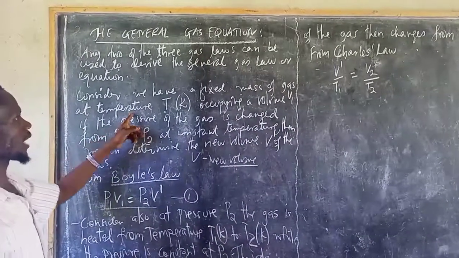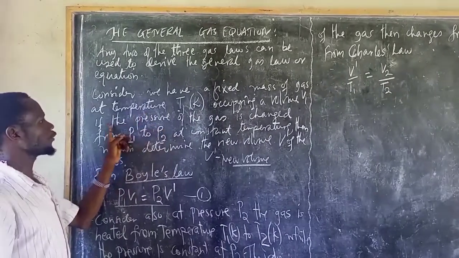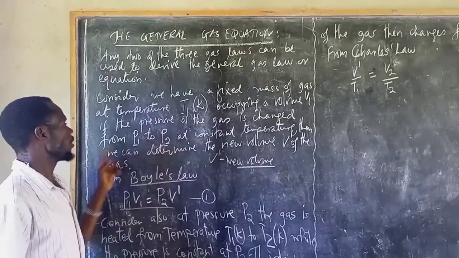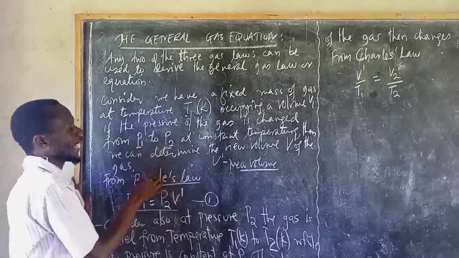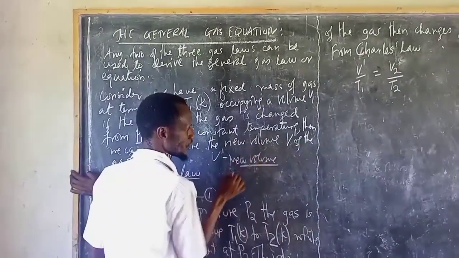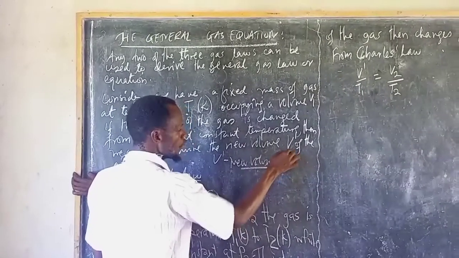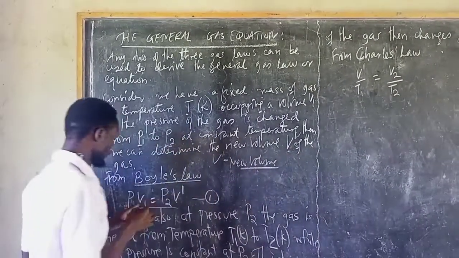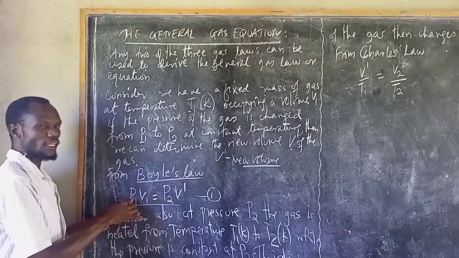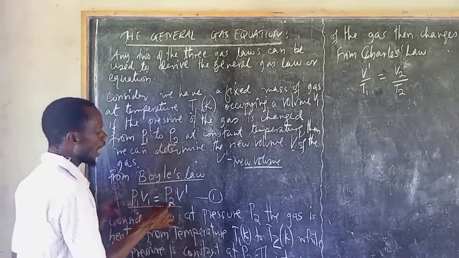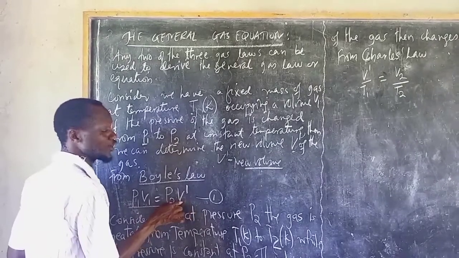And this comes from this statement. We say if the pressure of the gas is changed from P1 to P2 at constant temperature, then also the volume is changed to this one. So this is the new volume, and this is the volume before. Once the pressure is changed from P1 to P2, we determine also the new volume.